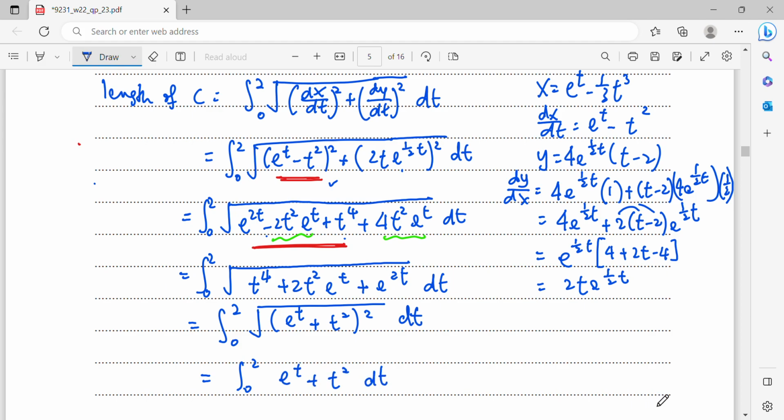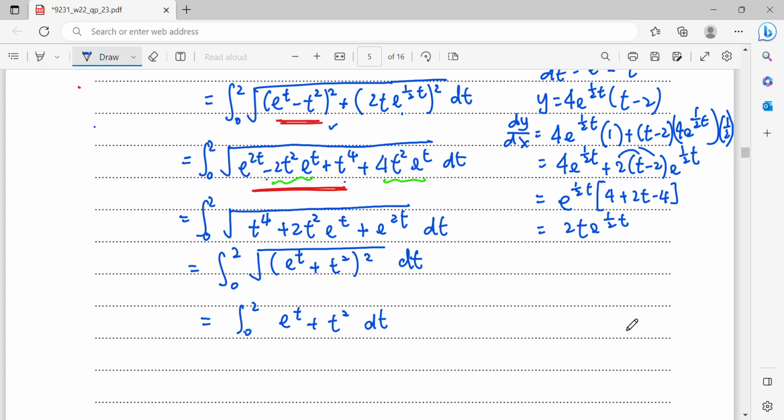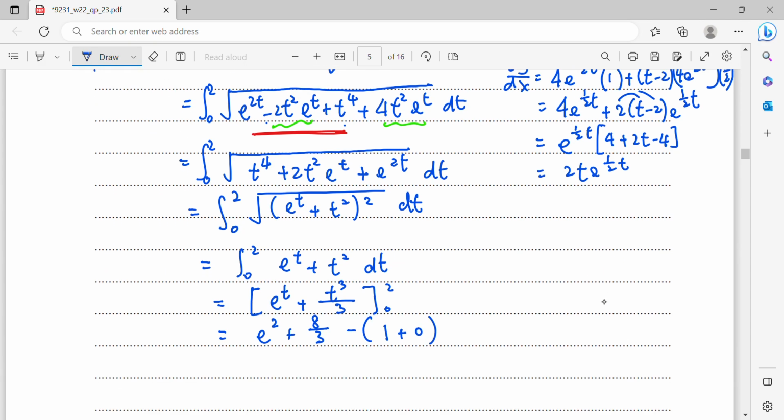And now we can easily integrate this. So when you integrate e^t, it will be e^t as well. Integrate t squared becomes t cubed over 3. And now replace the t values by 2 and 0. So I will get e squared plus 2 cubed is 8 over 3, minus e^0 is 1, then plus 0, because 0 cubed. So therefore, I will be getting e squared plus 8 over 3 minus 1, which is basically e squared plus 5 over 3. So this is the solution for question 3.